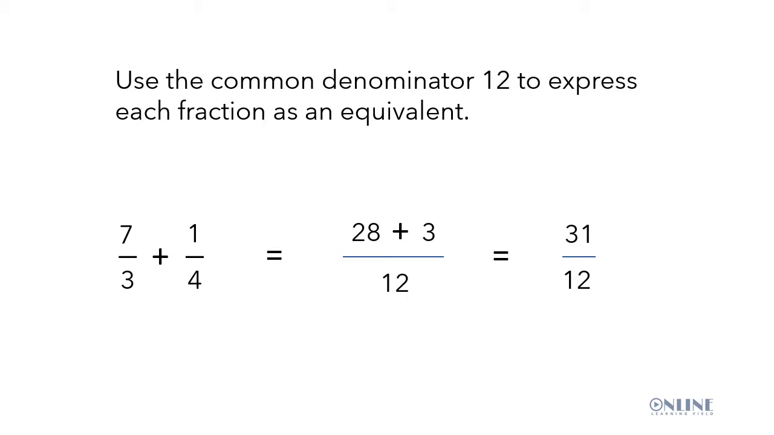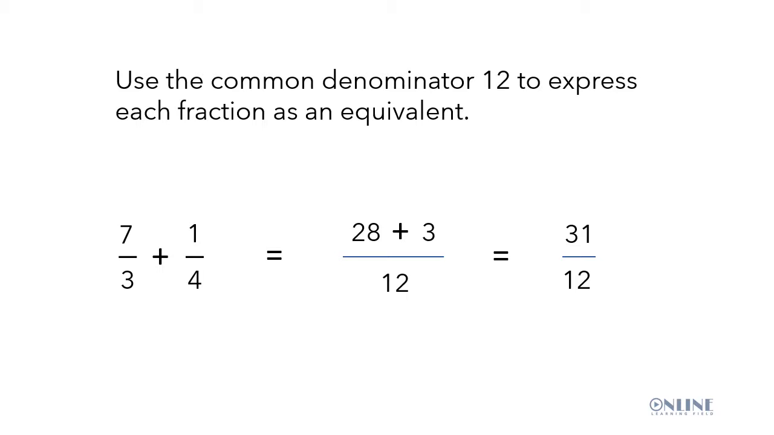The other fraction is 1/4. 4 can divide 12 3 times. Multiply this 3 by 1, which is the numerator of 1/4. The answer is 3. Add this 3 to the right of the addition sign above the division line. The new fraction is 31/12.